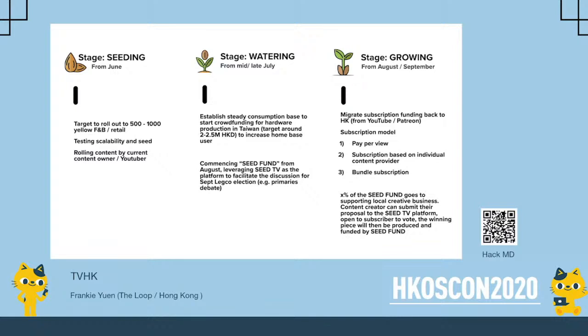And rolling out content from the current content owners and YouTubers, so we can encourage YouTubers to make a small promotional video, much like you can see on any TV in any part of the world, where they use the existing channel to promote the program coming up next, or the next TV series, or the next documentary. So they'd do a 15-second or 30-second TV promo. We want to use the F&B and retail outlets to reach out to people on the street.